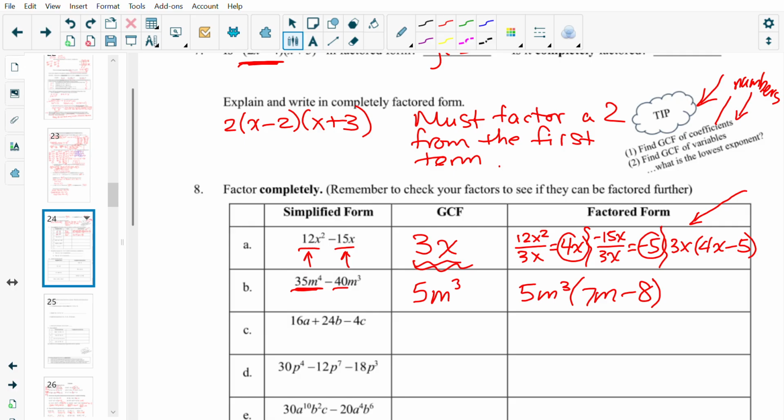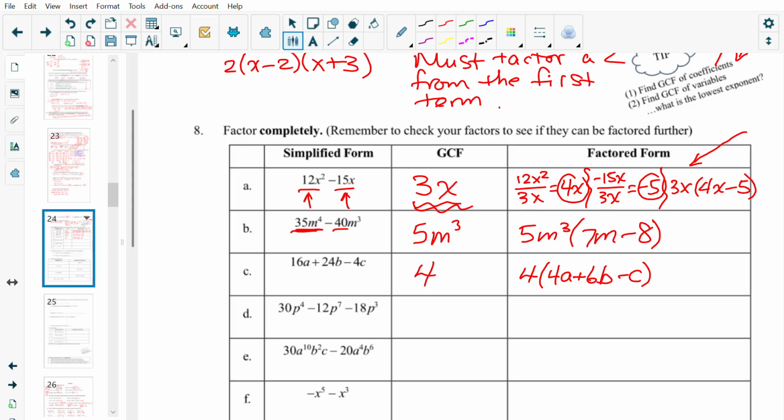Next one. 16a plus 24b minus 4c. What's the greatest common factor of 16, 24, and 4? Just 4. I have an A, B, and a C, all different variables, so I'm going to stop there. There's no variable that's part of the GCF. If I factor out a 4, first term, 16a divided by 4, that's 4a. Second term, 24b divided by 4, that is plus 6b. Negative 4c divided by 4, negative c. And we're done.